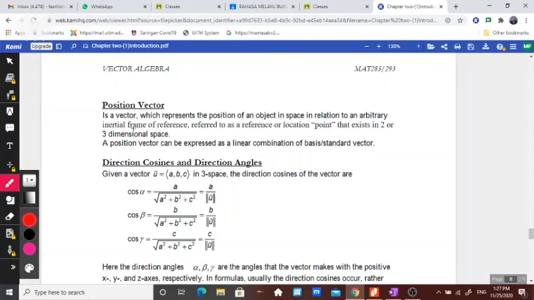Position vector is a vector which represents the position of an object in space in relation to an arbitrary initial frame of reference, referred to as a reference or location point that exists in 2 or 3 dimensional space. So a position vector can be expressed as a linear combination of basis or standard vectors. Actually, a position vector we also call a standard vector.